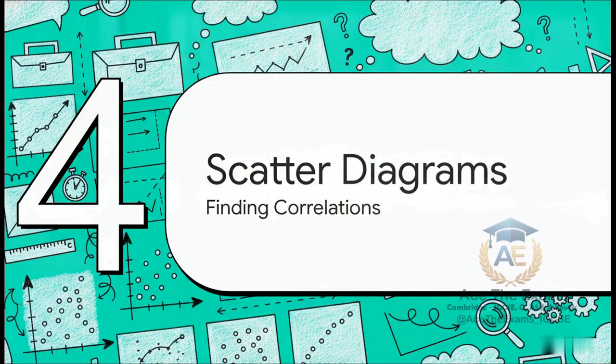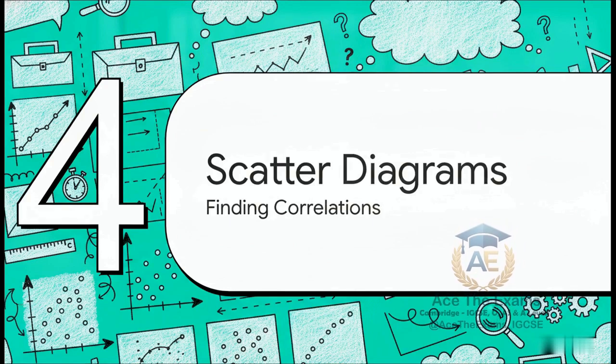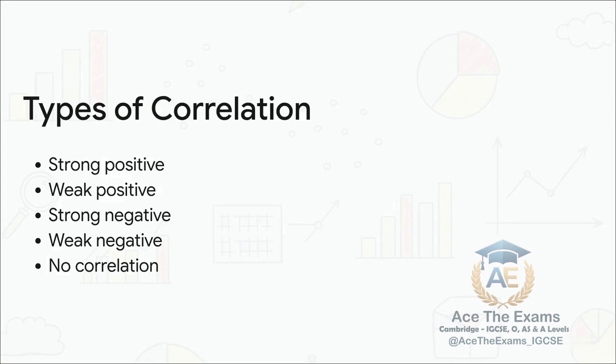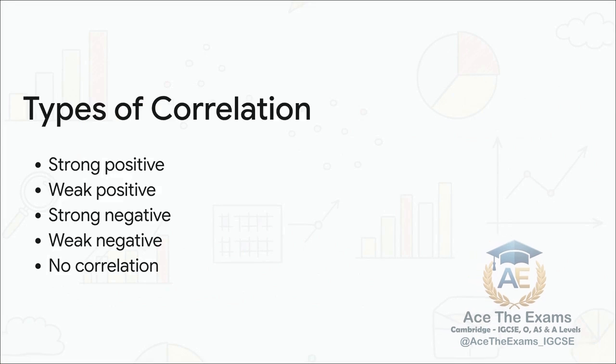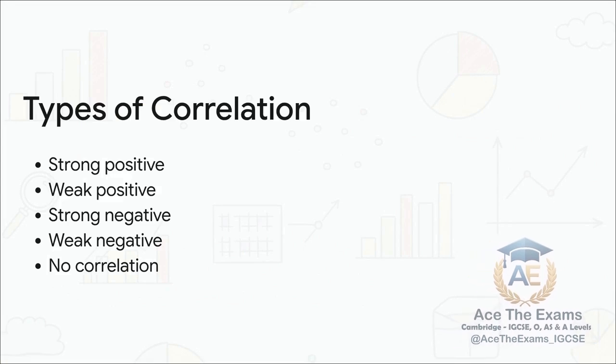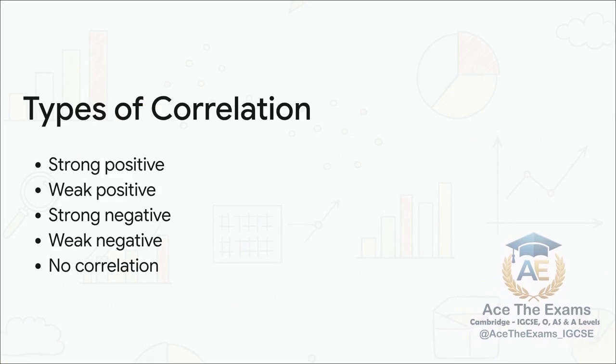Section 4. Correlations in scatter diagrams. We're shifting gears here. What if your mission is to investigate whether two totally different variables are actually connected to each other? For that specific job, we pull out the scatter diagram. Scatter diagrams are all about one thing: correlation. And correlation is really just a fancy mathematical word for relationship.